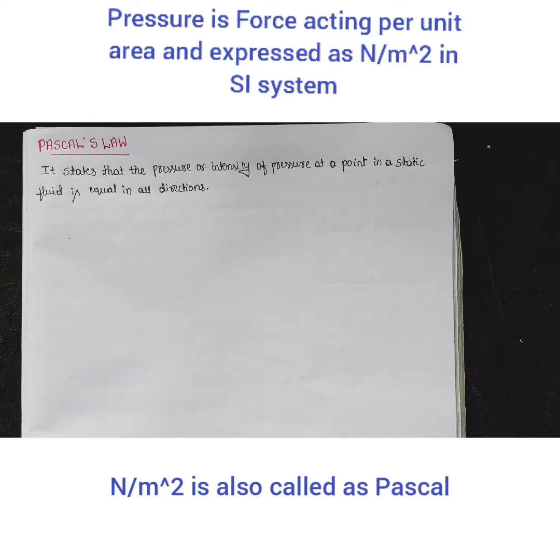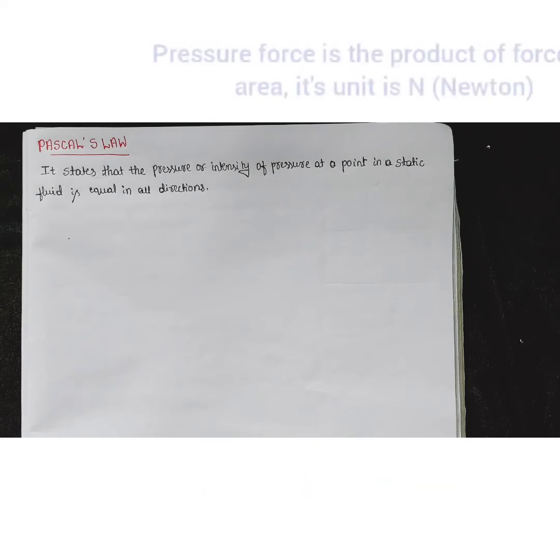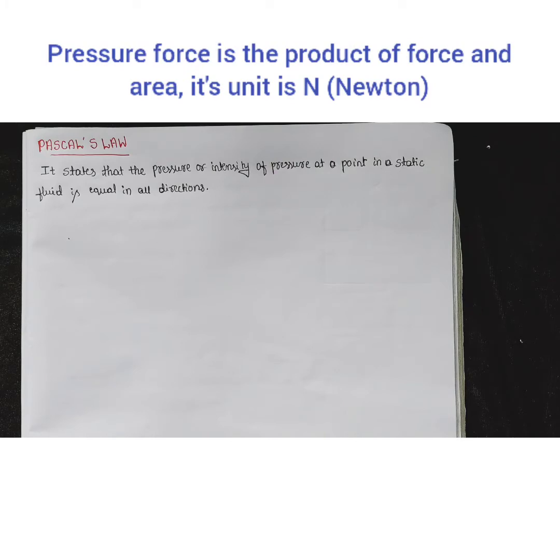So that means we can say the pressure acting in the x direction is equal to the pressure acting in the y direction, which is equal to the pressure acting in the z direction. Suppose the pressure acting in the x direction is 10 Newton per meter square, the same magnitude of pressure is going to act in the y direction and z direction. So this is also proved by Pascal.